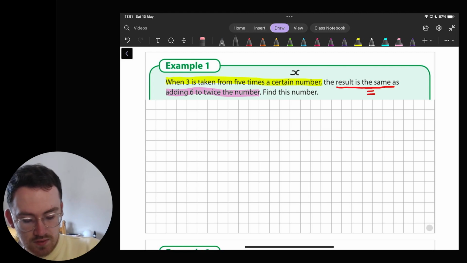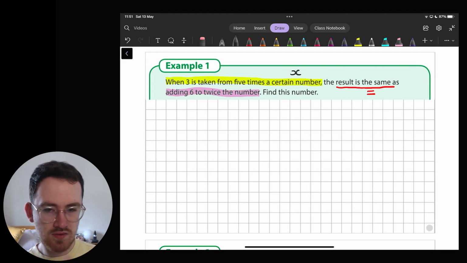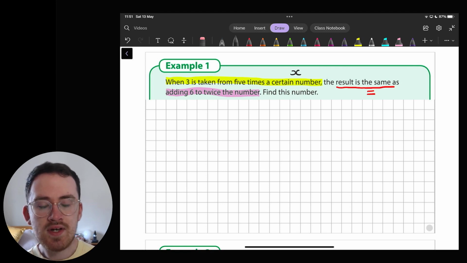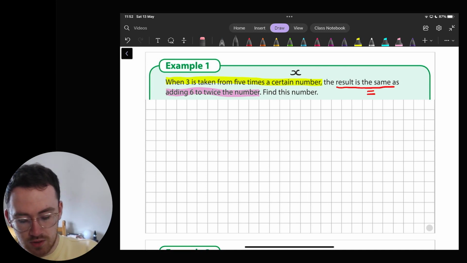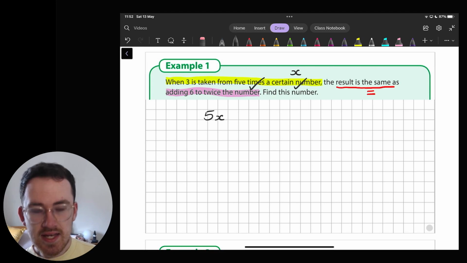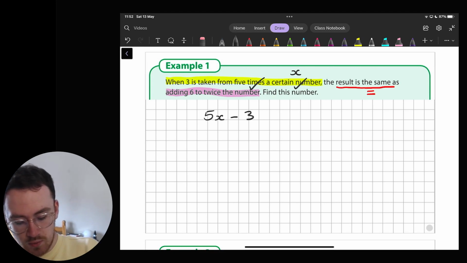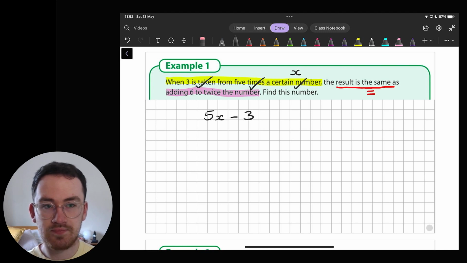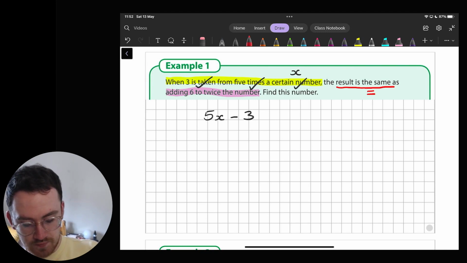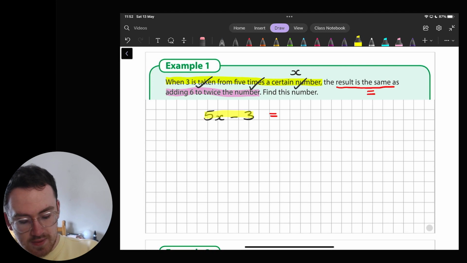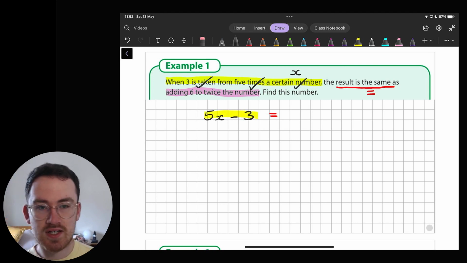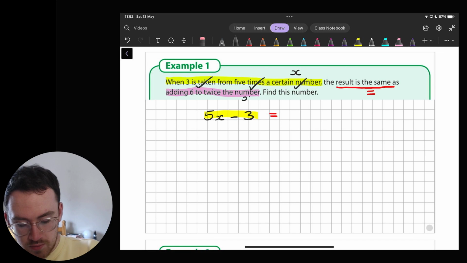This is x. Okay, we're going to work backwards. We don't have to necessarily follow the words in order. So 3 is taken from 5 times a certain number. Let's work backwards. So we have our certain number. We're told that it's 5 times my certain number. Well, that means it's going to be 5x. That is my 5 times. 3 is taken. Taken, take away, so we take away 3. Okay, that's our first part. That's our yellow part done. Now, that is going to be equal to whatever we have on the other side. Again, we start with my number x.